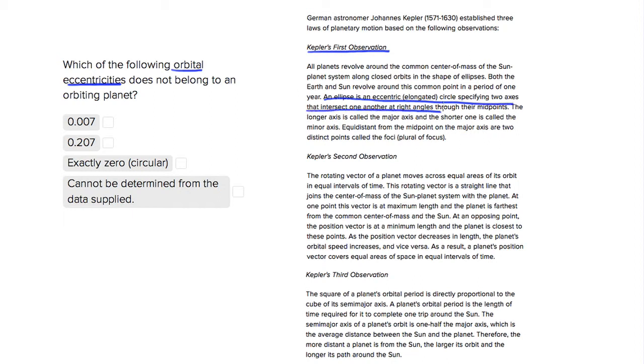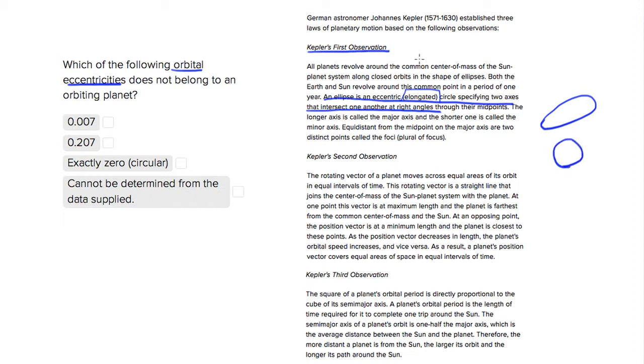Okay, so we know that it's being called eccentric, and eccentric in common parlance is going to mean something a little bit off or weird, and it's telling us here that it's an elongated circle. So it's probably not going to be an exactly perfect circle. It's probably going to look more like this as opposed to a perfect circle. So let's look at our choices.